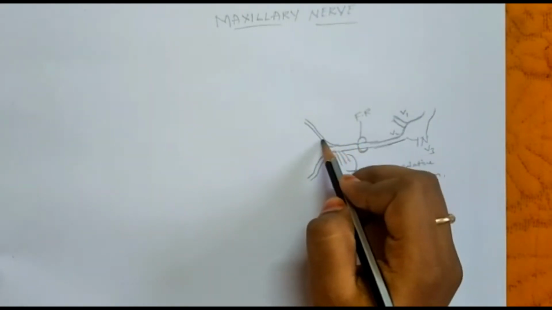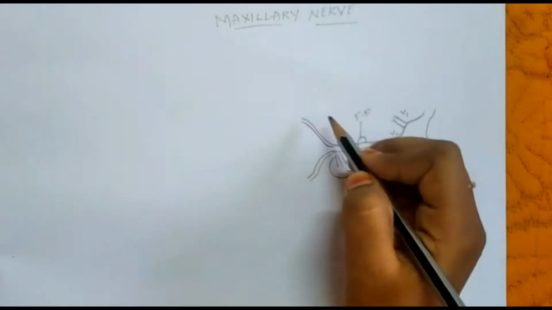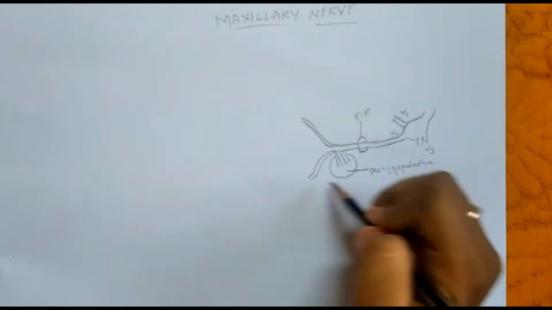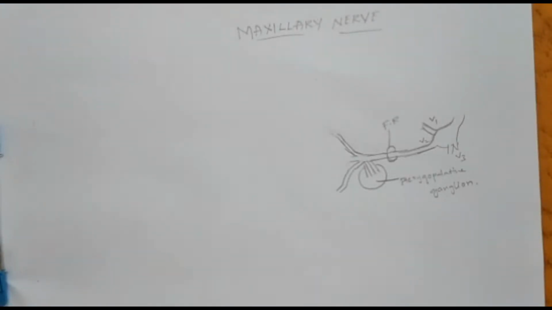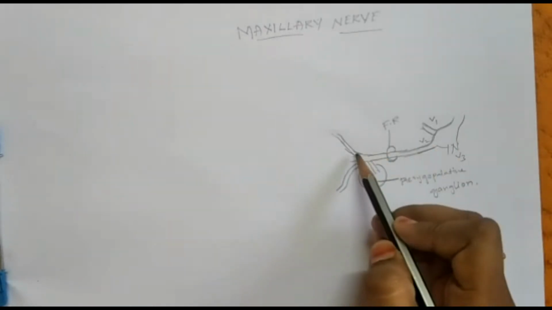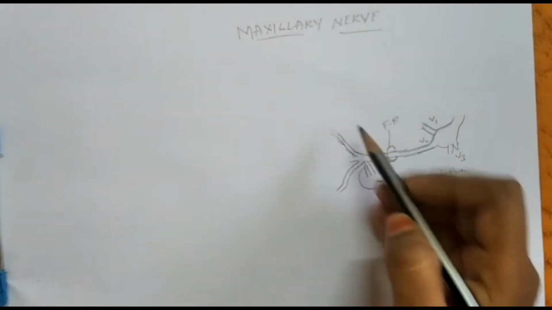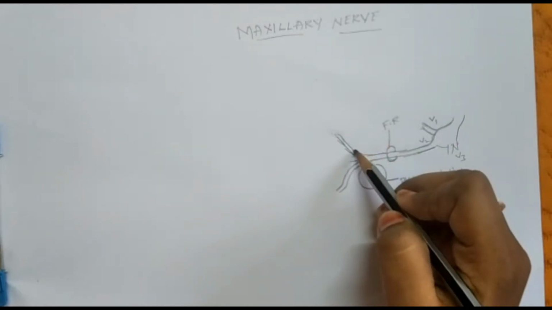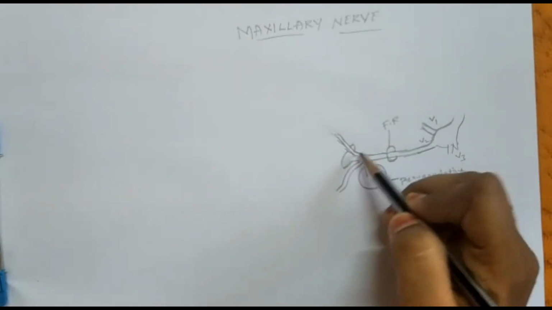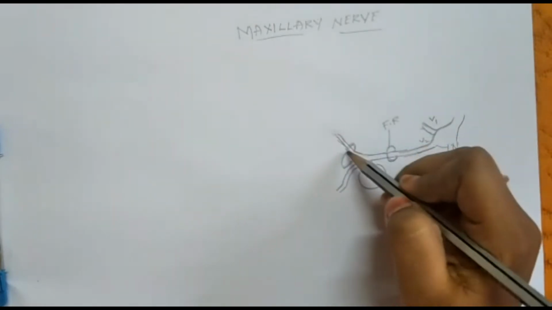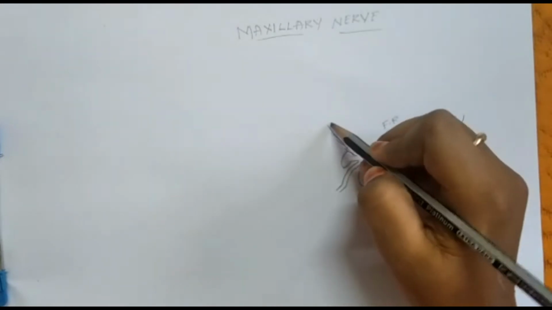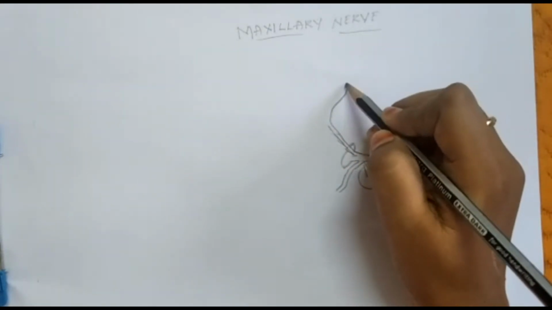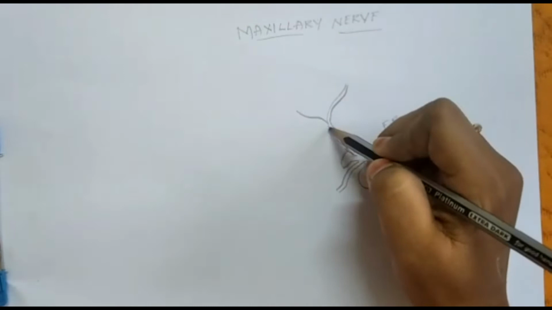Next, zygomatic nerve. This is the pterygopalatine fossa. Zygomatic branch. Now the zygomatic nerve leaves the pterygopalatine fossa and enters into the orbit through the inferior orbital fissure. It moves forward in the base of the orbit and divides into two branches, zygomatico-temporal and zygomatico-facial.